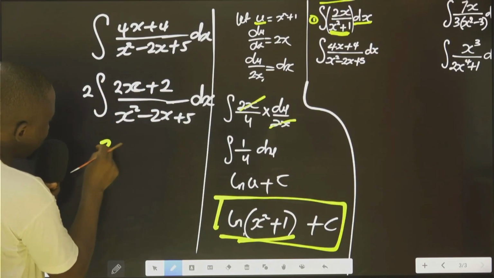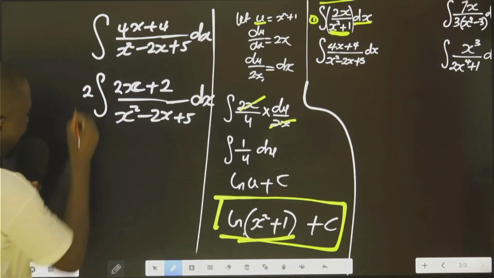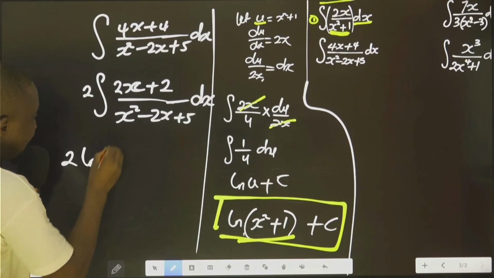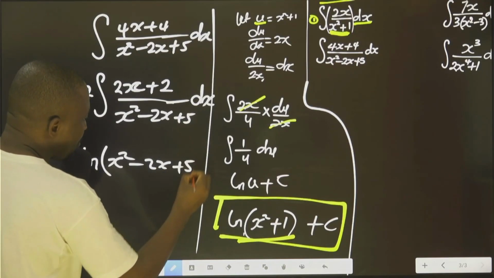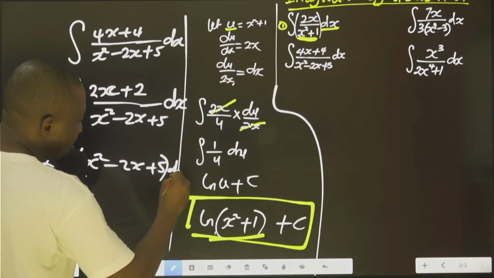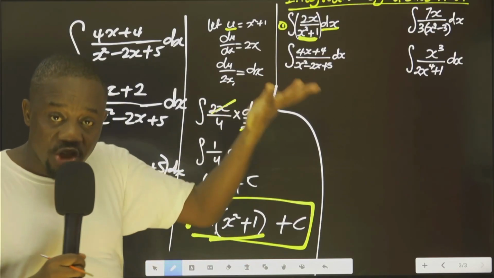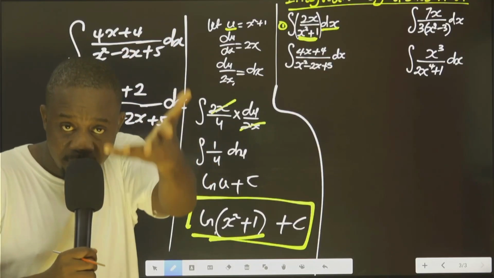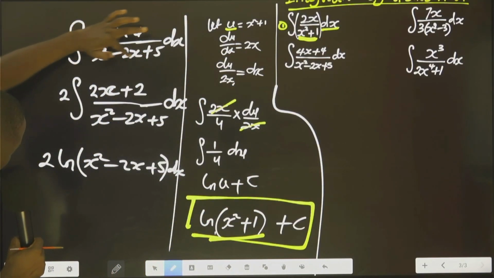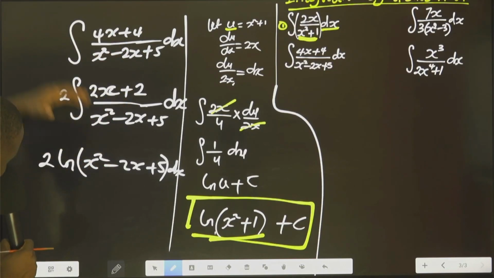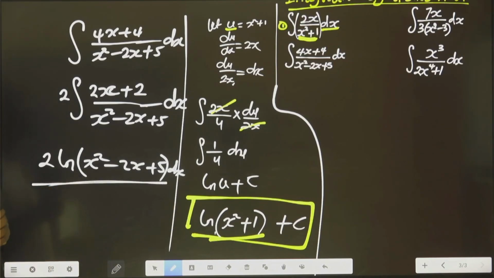If I find the integration of this, because this will give us 2x and this will give us 2, instead of wasting my time, I will just put 2 ln of x squared minus 2x plus 5, unless it is meant to be solved and you are asked to express everything. Then you can start replacing this with u. You do du, you replace the x, and at the end of the day, you are coming back here.